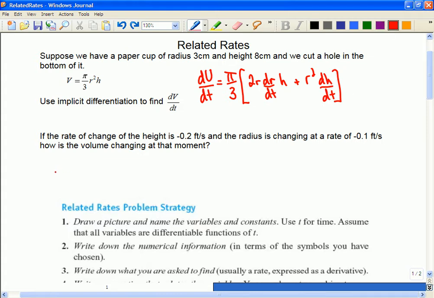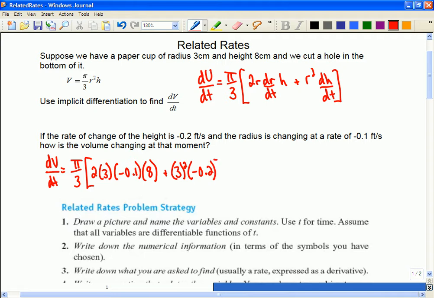Okay, so then if we put this into our formula here, the volume is changing at pi over 3. The radius is 3 centimeters. It is changing at a rate of negative 0.1. And the height is 8 centimeters. And it says the radius squared is going to be 3 centimeters squared. And the height is changing at a rate of negative 0.2. Okay, so we'll just have to plug this into our calculator here.